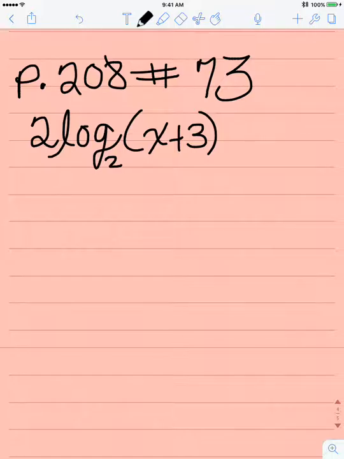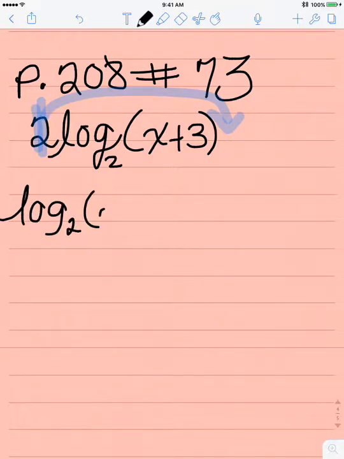So the only thing here is the power rule. If there's a coefficient in the front, like this one, this coefficient goes and becomes an exponent when we condense, and that exponent becomes a coefficient when we expand. So the opposite happens. So the final answer for this one is just log base 2 of x plus 3 raised to the second power.